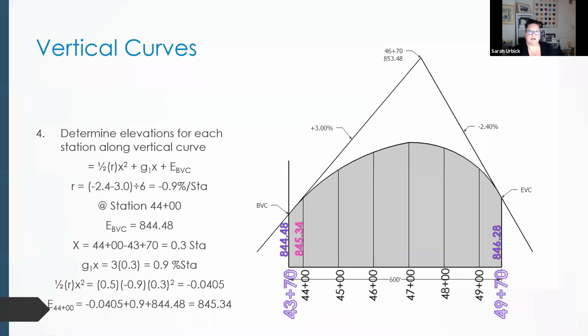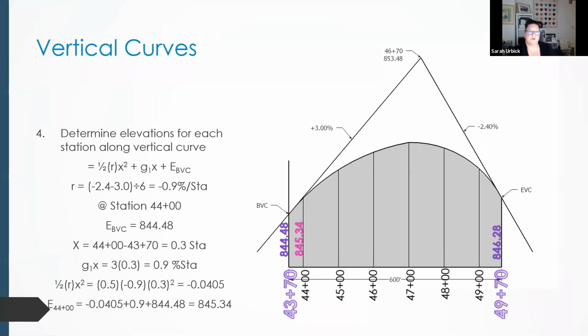So we come up with our X at 0.3 stations. 30 feet is 0.3 stations. G1, 3, times X, 0.3, gives us a rate of change over that small section of 0.9. It's a positive number this time. It just happens to be 0.9 again.